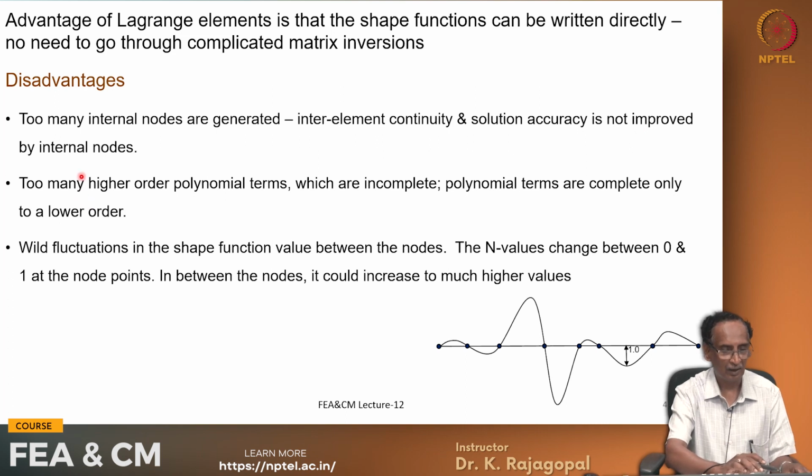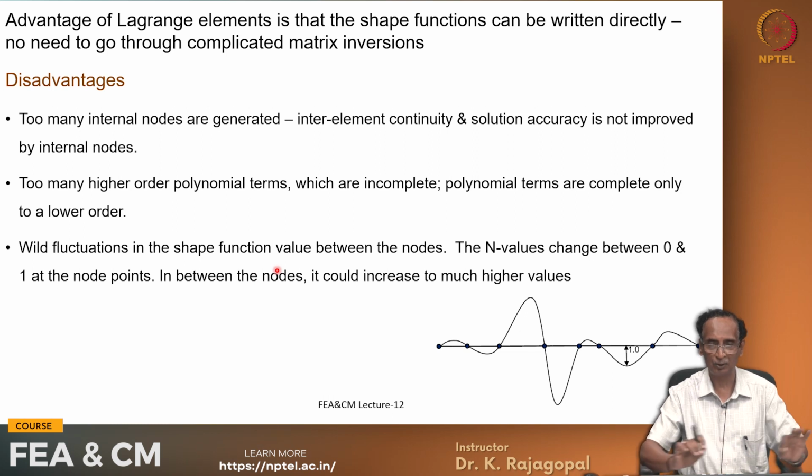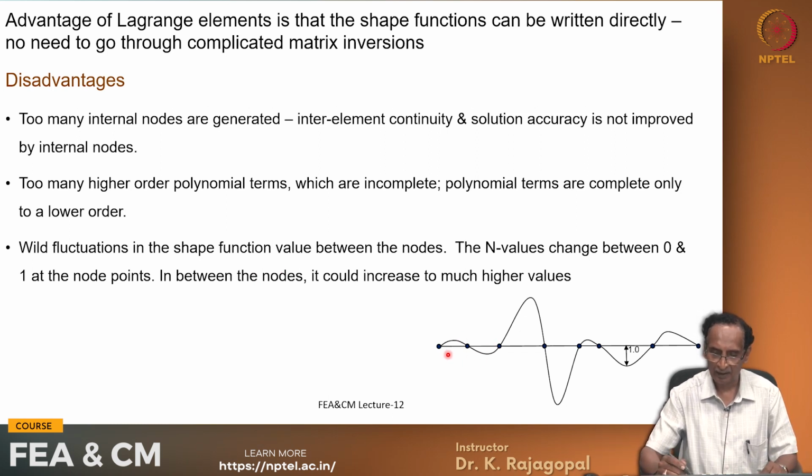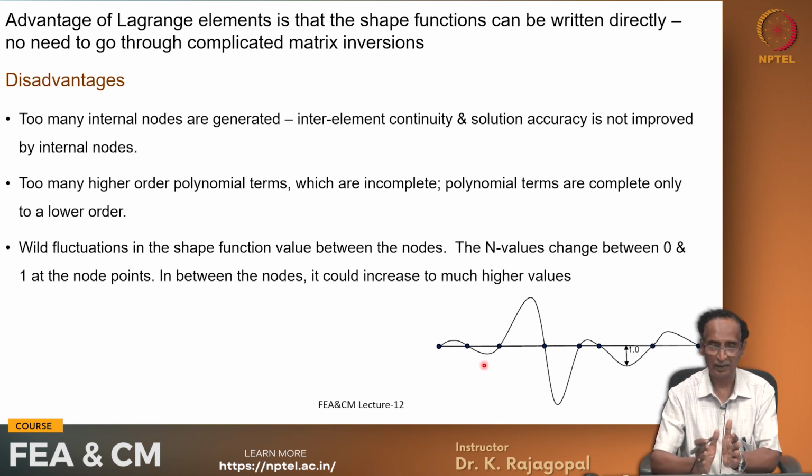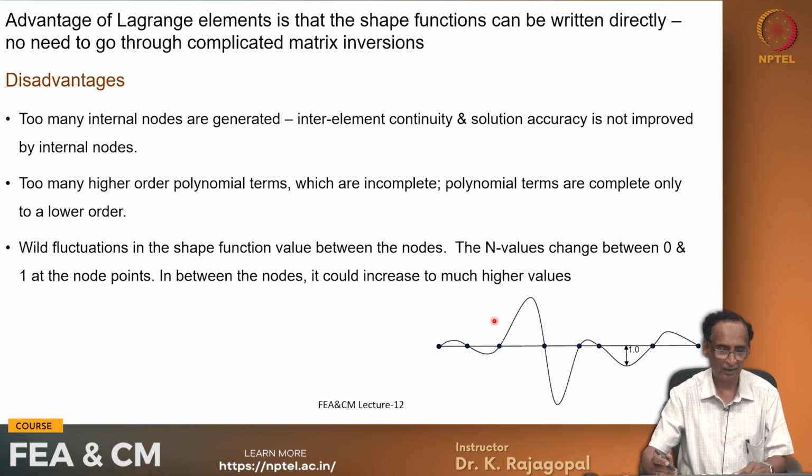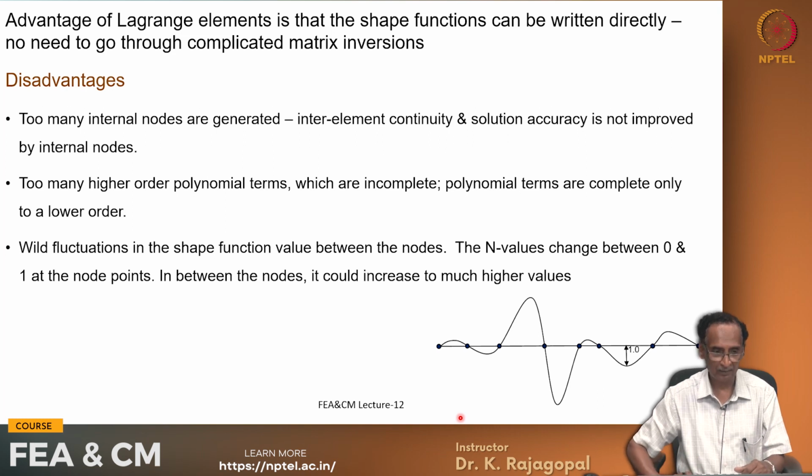And we also use too many higher order polynomial terms which are incomplete, and the polynomial terms are complete only to a lower degree. There could be wild fluctuation in the shape function, especially if you have too many nodes. Your shape function will be 0 at all the other nodes and 1 at its own node, but in between we have no control, because if you have a very high order polynomial, there could be a lot of fluctuations like this, and that could lead to numerical difficulties, because if you are operating at some location in between the nodes, your shape function could be very high, and that could lead to numerical problems.